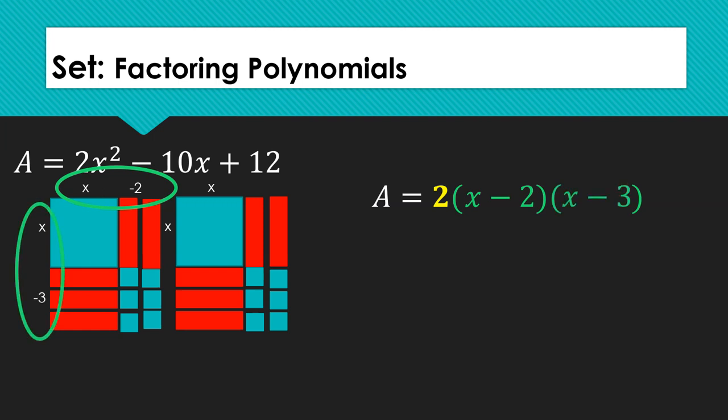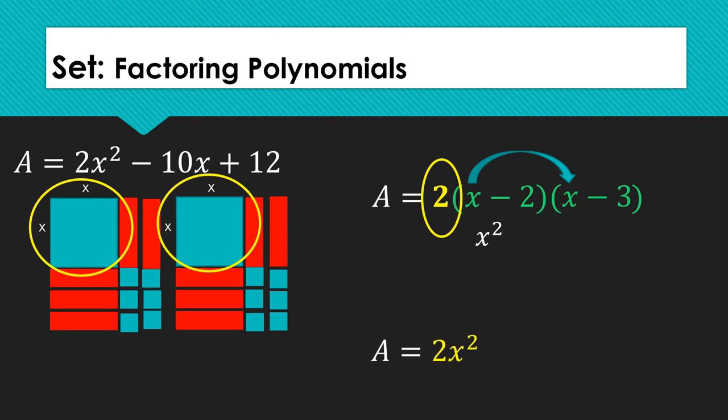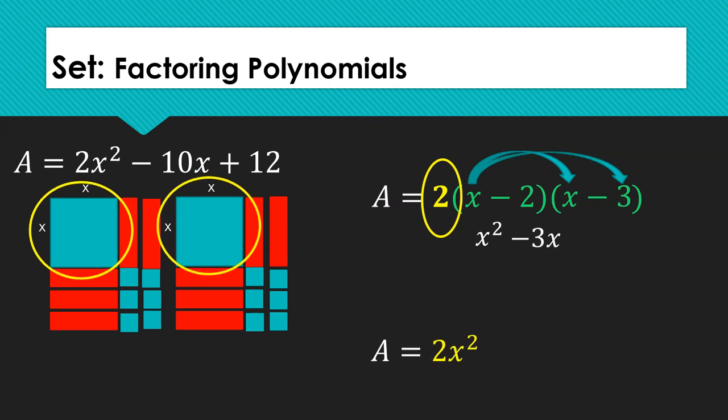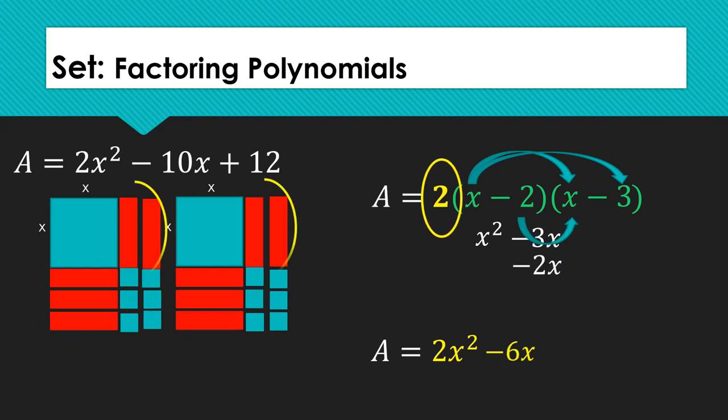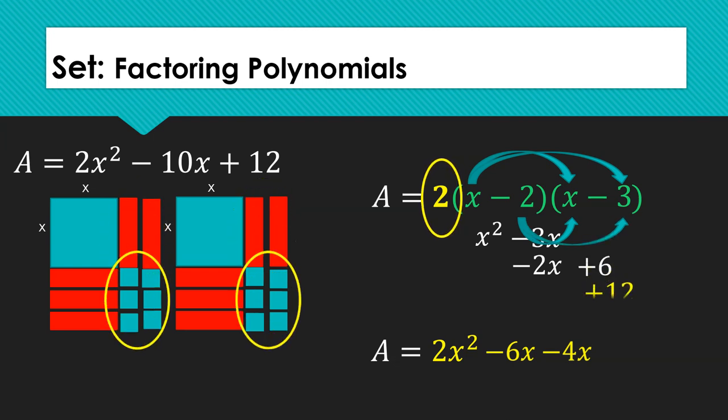We can check our answer by using the distributive property and combining like terms. Notice that the GCF, or greatest common factor, of 2 from the standard form of the equation is factored out when written as the product of linear factors.